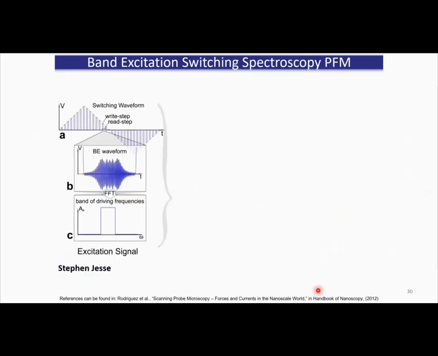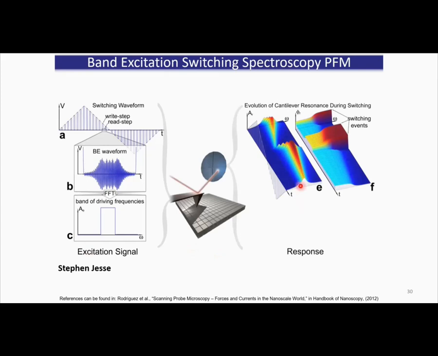Before I gave the example of DART PFM, this resonance tracking approach, and didn't really talk about band excitation. Both band excitation and DART can be used for this kind of switching spectroscopy study. So you can operate on resonance, you can track the resonance, or you can at each of these bias on and off states, send your band excitation waveform, which contains a band of frequencies, such that you're generating the data and collecting the data across the entire resonance of the interaction. So there's the contact resonance shown there.